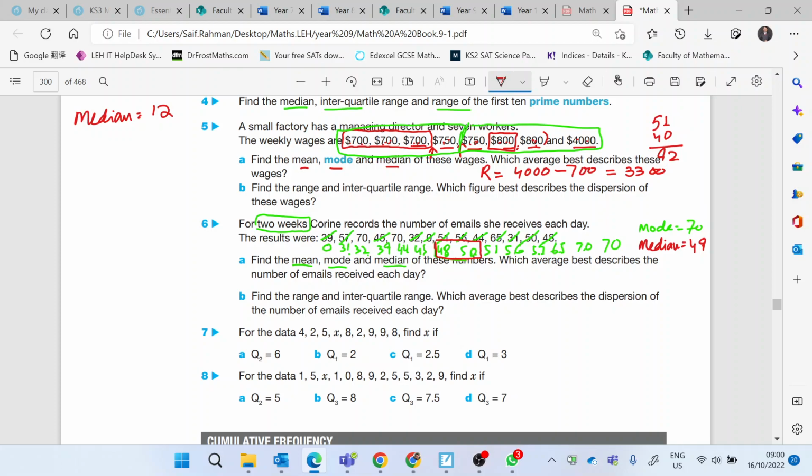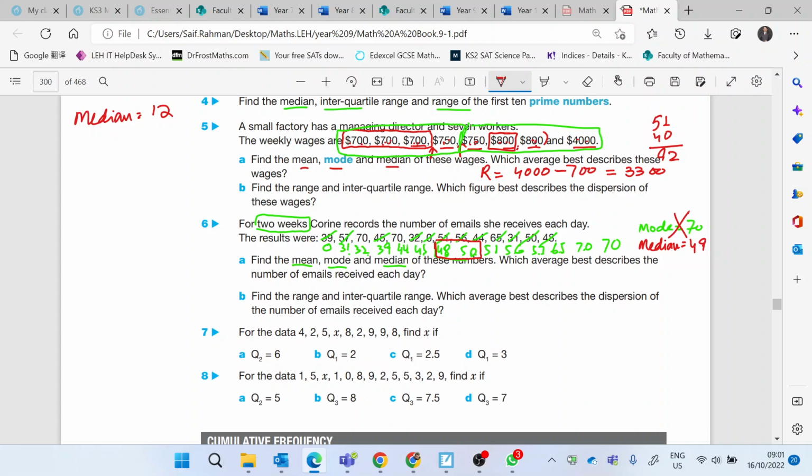The median is 49. So which of these shows the correct representation? The mode is definitely not correct. You can check the mean as well and the median as well. The median is really better, but still you have to find the mean as well, and then you have to decide which one represents the better or best spread out of these.